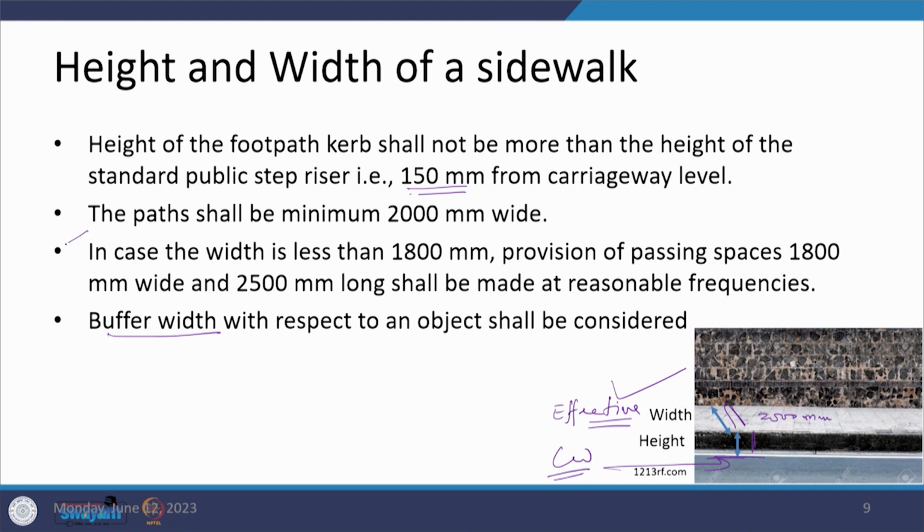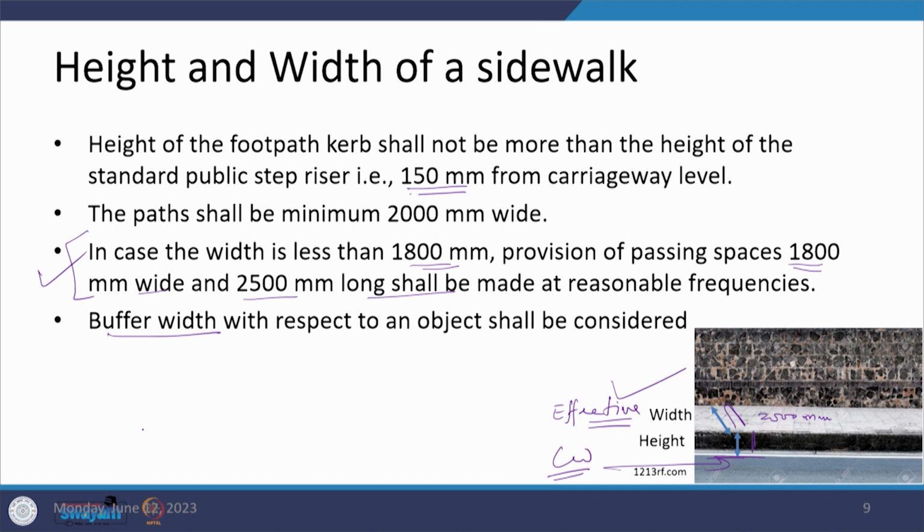Another case which is talked about here is that there may be restricted conditions in built up areas where you are not in a position to provide these 2000 mm of width along with the buffer, which can be say 1000 mm. So, in those conditions what should be done? This condition can be applied. It says that if the width is less than say 1800 mm, then passing spaces 1800 mm wide and 2500 mm long shall be provided at reasonable frequencies.